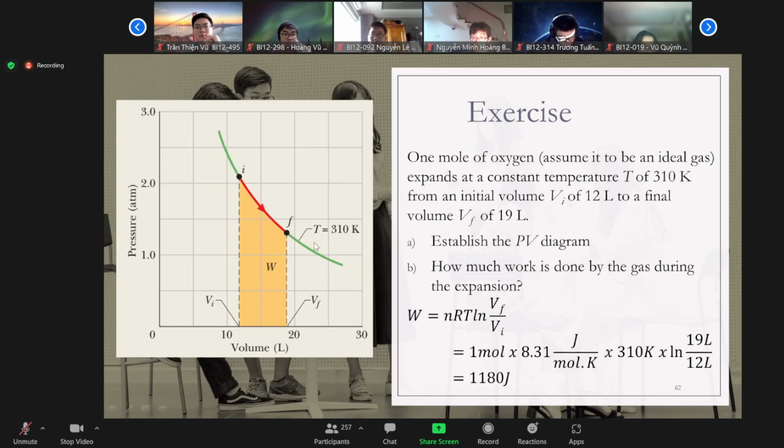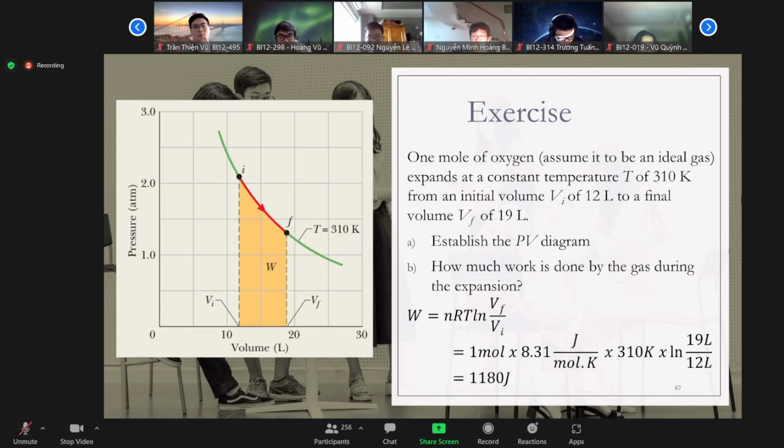It's not linear, actually, it's a curve. Okay, so this is the way we establish the PV diagram. To calculate the work done by the gas during the expansion, we know that this is a constant temperature expansion. Then we apply the formula that we have developed together.